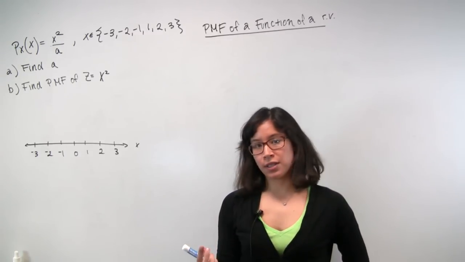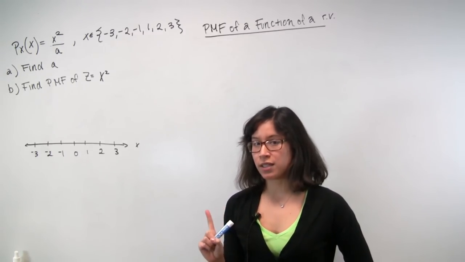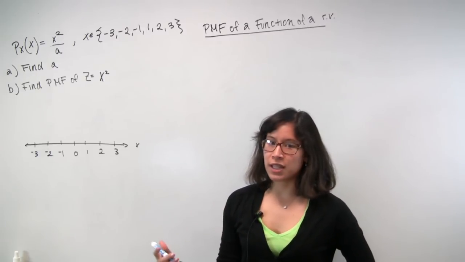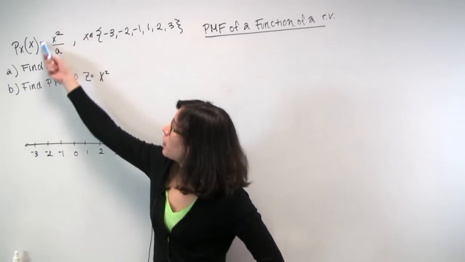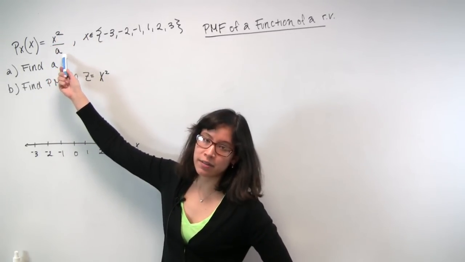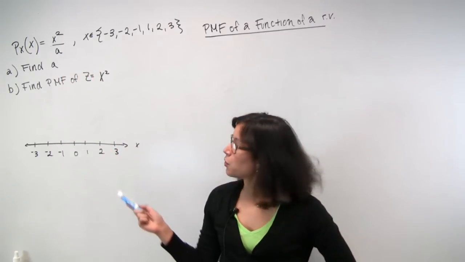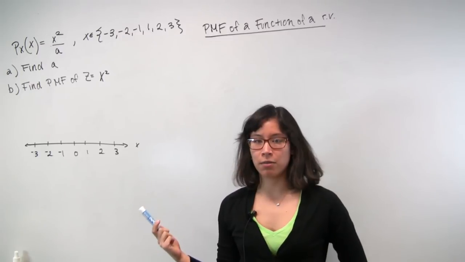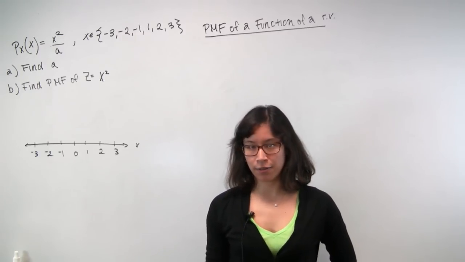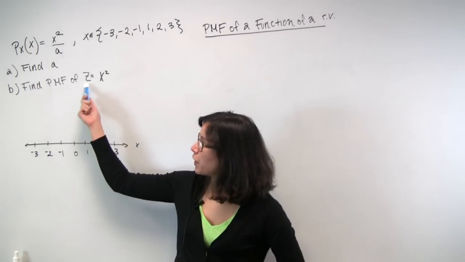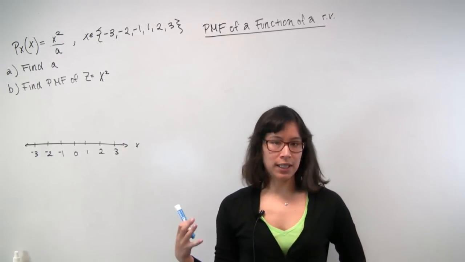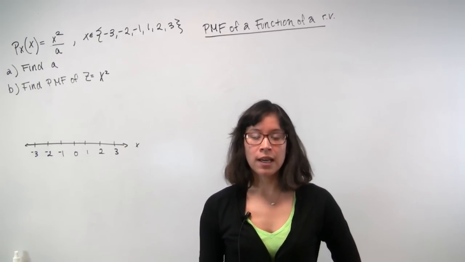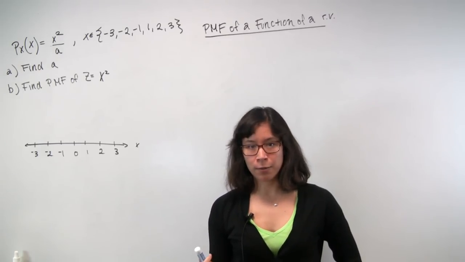Now, we're asked to do two things in the problem. First is to find the value of the parameter a. And that's a natural question to ask, because the PMF isn't fully specified. In fact, if you plug in the wrong number for a, you actually won't get a valid PMF. So we'll explore that idea in the first part. And then in the second part, you're given a new random variable called z, and z happens to be a function of x. In fact, it's equal to x squared, and then you're asked to compute that PMF.